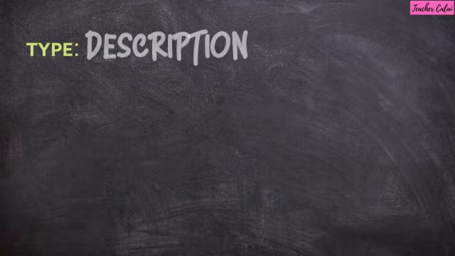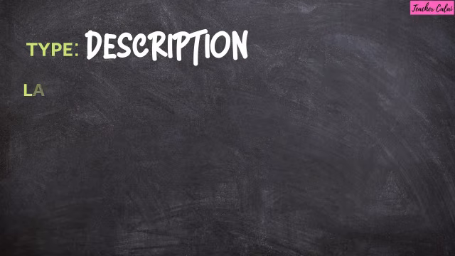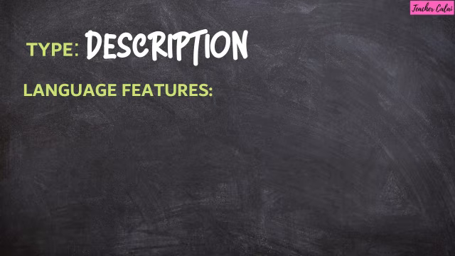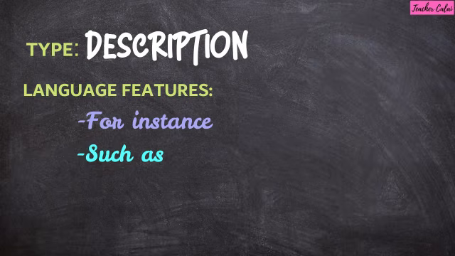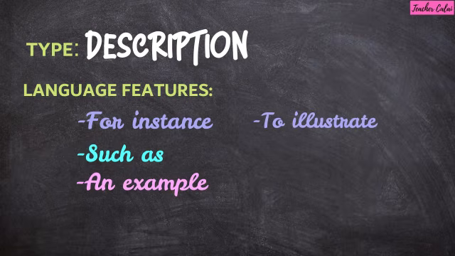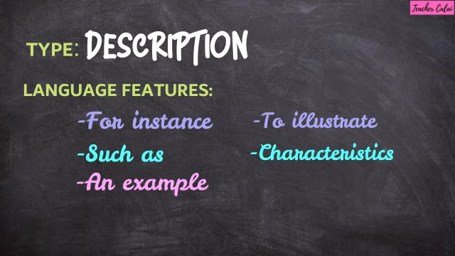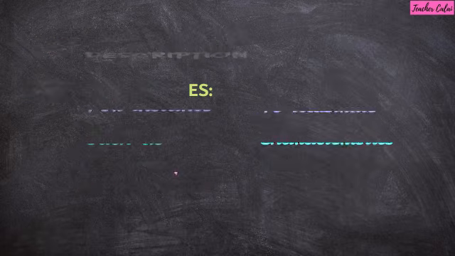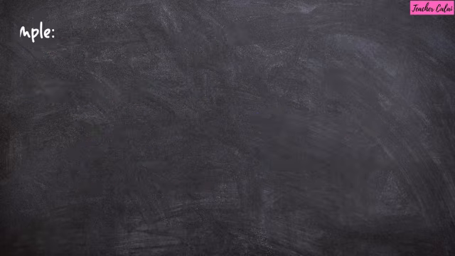Aside from key structures, we should also know the language features that description type of informational text usually uses, and these are the following: for instance, such as, an example, to illustrate, and the characteristics. Now let me read to you this example.